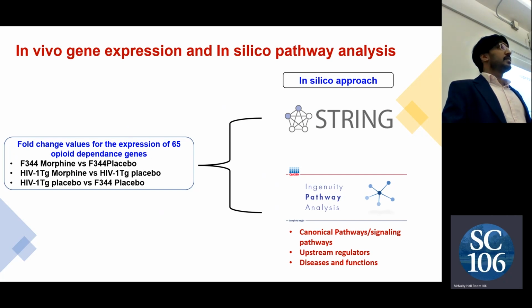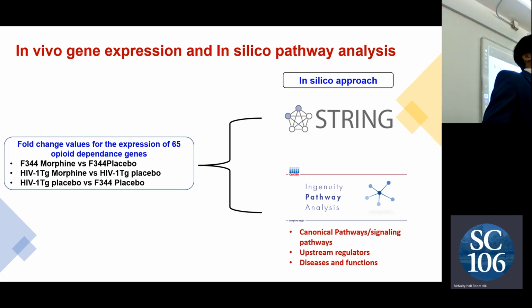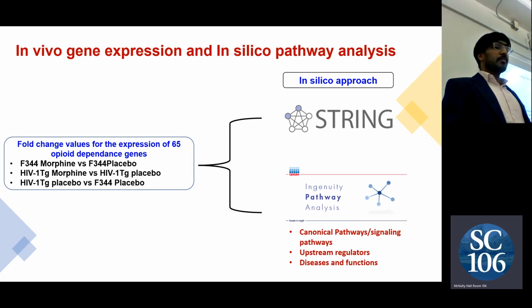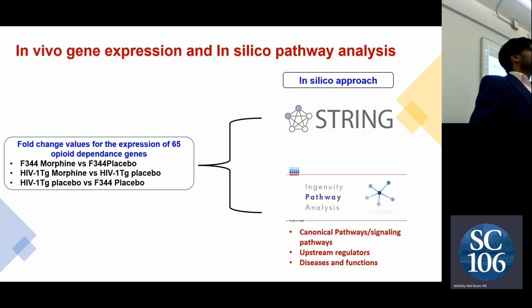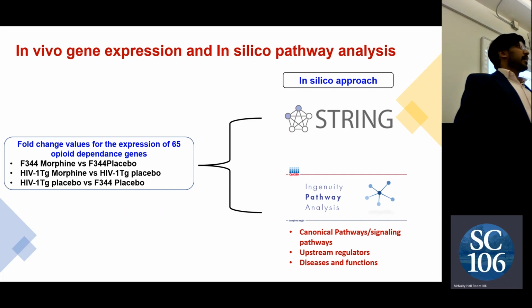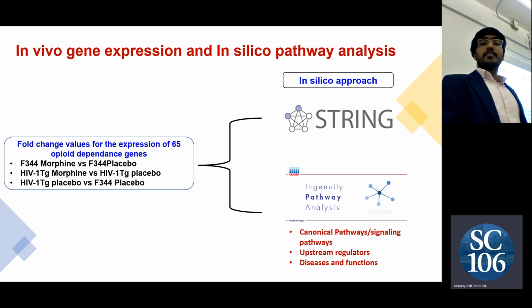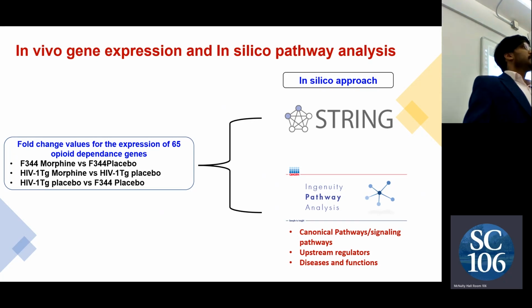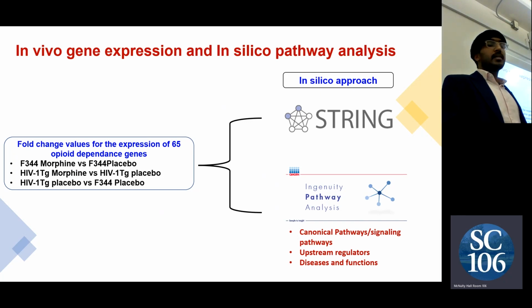We studied the expression changes in these 65 opioid dependence genes, and when we performed the statistical analysis, we found that some of our fold change values were above the level of significance, 0.05. However, we don't want to drop the fold change values of these genes, considering that our sample size was low, n equal to 3. Thus we took a bioinformatic approach using STRING and Ingenuity Pathway Analysis, where we uploaded the fold change values of these 65 opioid dependence genes along with their p-values to IPA to understand the signaling pathways associated with these genes.